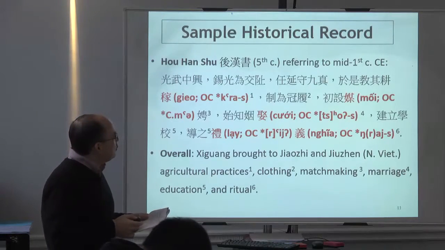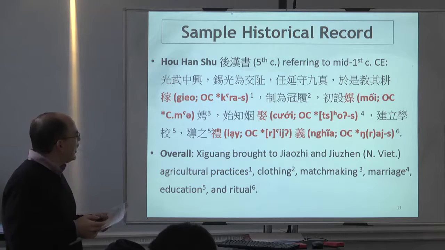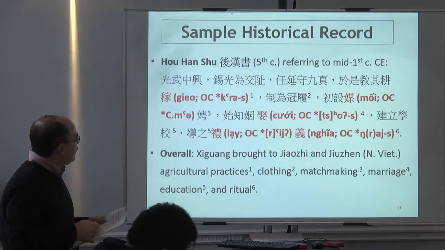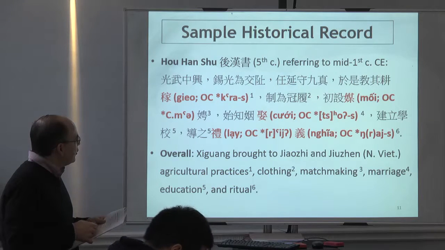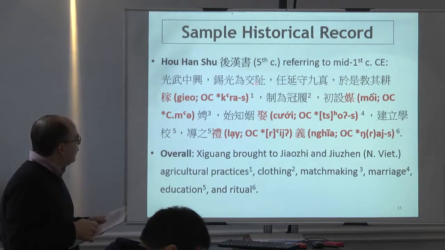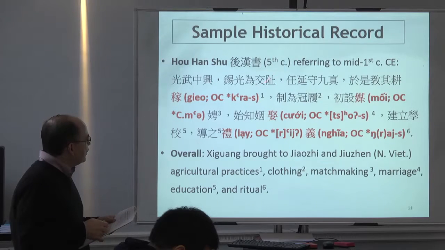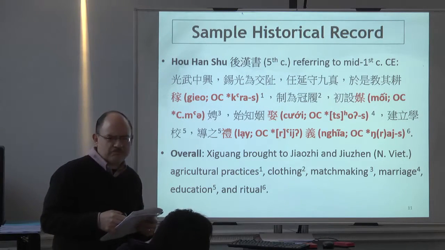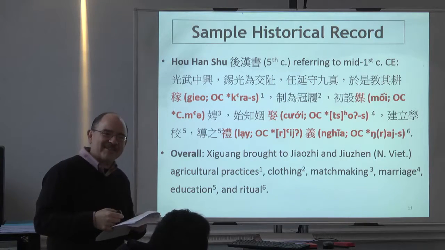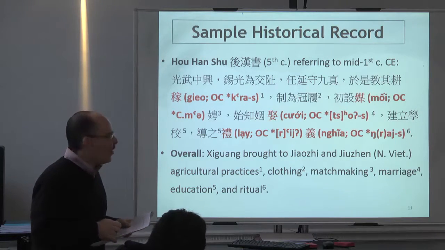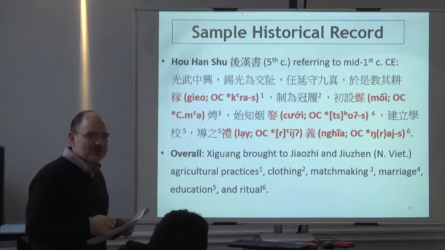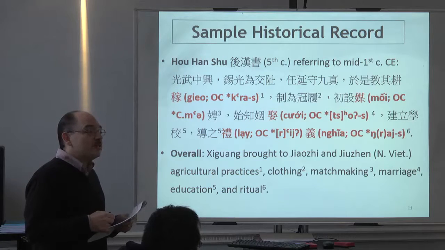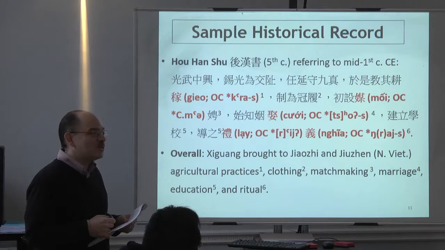Okay, let's get a sample historical record, and you don't have to read the whole thing, but this text is referring from the 5th century back to the 1st century in that region of northern Vietnam, that's the political administration there. And I identified the words just for fun, essentially. I'm not claiming that these words are Old Chinese words just because they're in this text exactly, but that it is historical documentation that these concepts were introduced into the region.